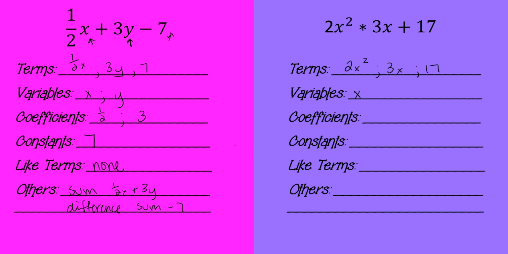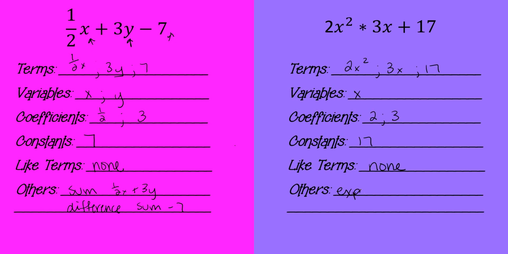Now, I know I said that we talked about like terms. They have to be the same variable, same exponent. When it's a variable, x and x are the same. The exponent doesn't matter. They only come into play when it comes to like terms. My coefficients are 2 and 3. My constant is 17. I don't have any like terms though because I have an x squared, an x, and then nothing, so I don't have anything that's the same.